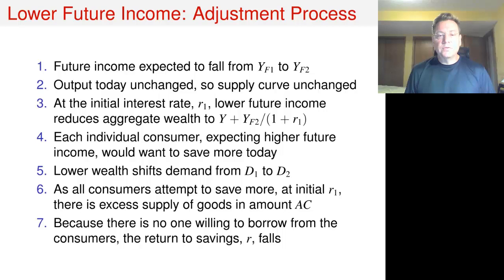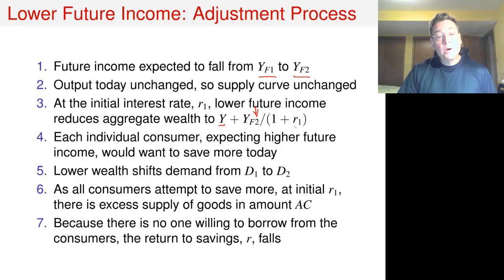Well, let's go through this very systematically. Suppose that future income is expected to fall from YF1 to YF2. Now remember that output today is unchanged. So there's no change in the quantity of goods available today. And therefore, the supply curve is stationary. But at the original interest rate that you were in before the news arrived, you now have lower wealth because this object here is expected to decline.